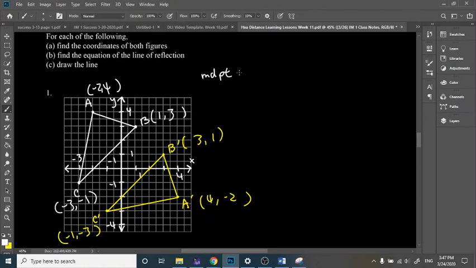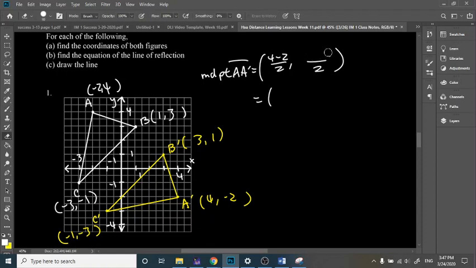So I'm going to do the midpoint between A and A prime, just because why not? So 4 minus 2 over 2, and we have -2 plus 4 over 2. Let's just write that as 4 minus 2 also. Alright.